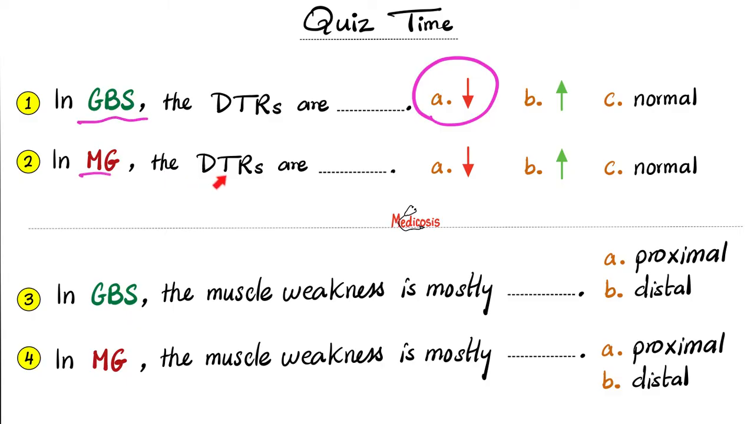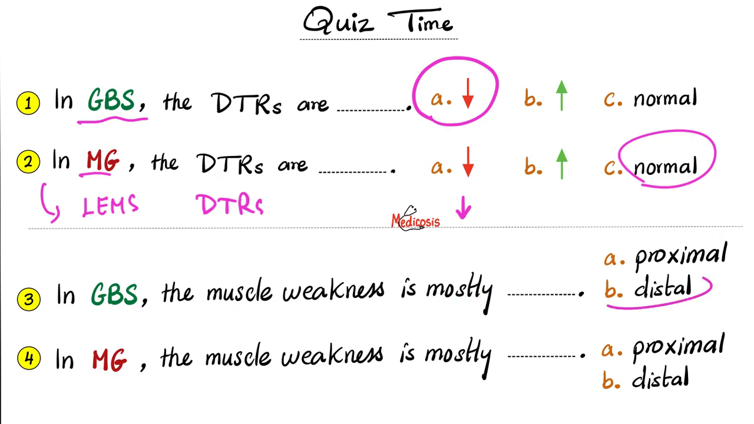In myasthenia gravis, the deep tendon reflexes are? The answer is normal. Let's add a question here. In Lambert Eaton Myasthenic Syndrome, the deep tendon reflexes are? The answer is diminished in Lambert Eaton. Next, in Guillain-Barré syndrome, the muscle weakness is mostly proximal or distal? The correct answer here is distal. In myasthenia, the muscle weakness is mostly proximal.